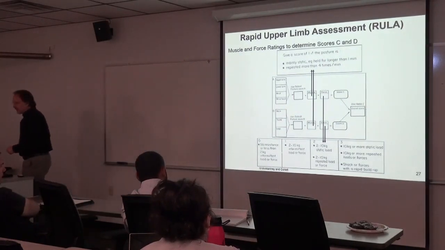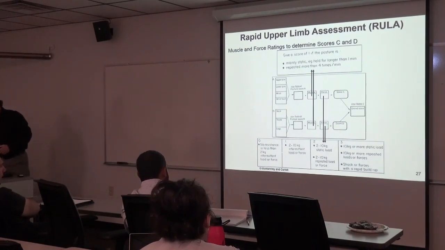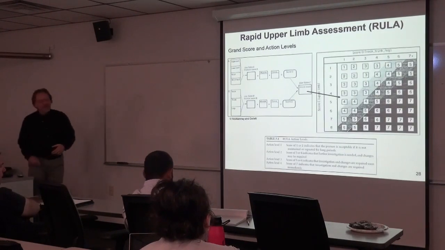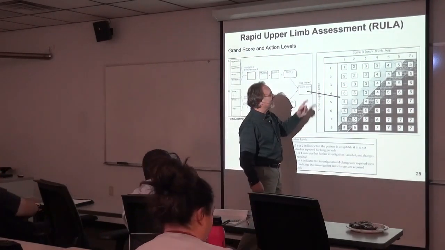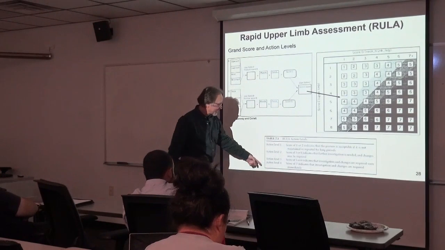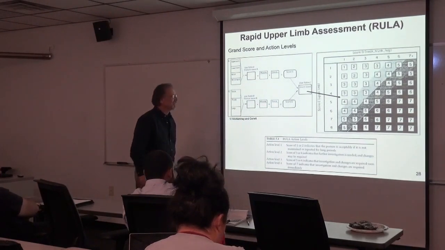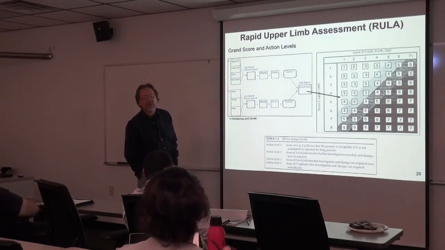And then you add those values together to get score C and score D. Score C and score D go into this table, and that's your grand score, and this is their action levels. They have 4 action levels, very similarly to REBA.